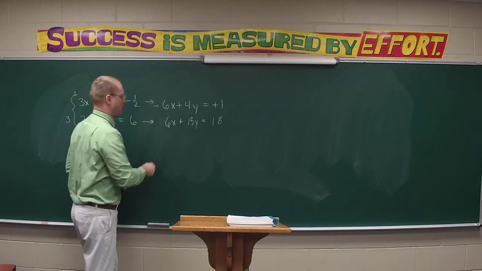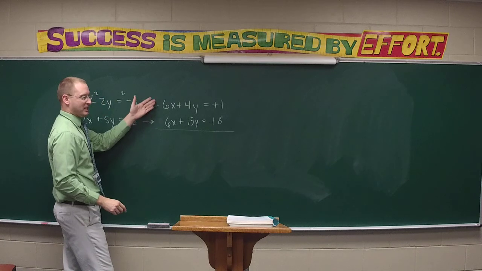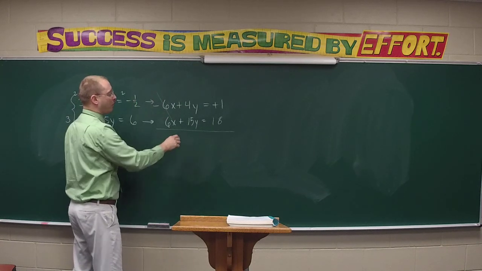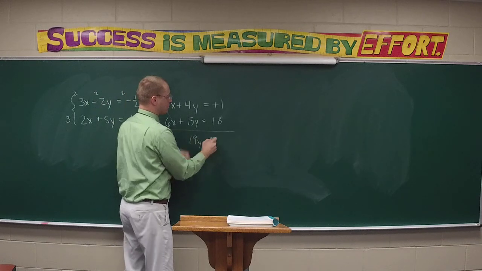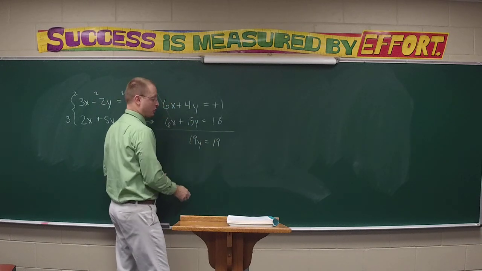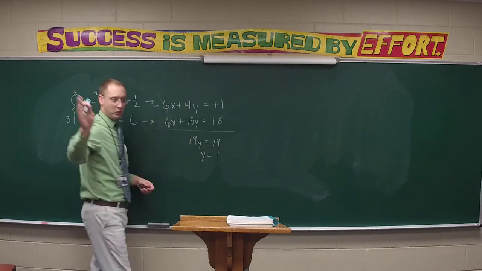I love being able to do that. So the only negative is right here where the 6 and x and negative 6x. I'm dealing with all positive numbers. I like that. Here that gives me 19y equals 19. I'm not as likely to screw up positives as I am negatives. y equals 1. How many got the y equals 1?